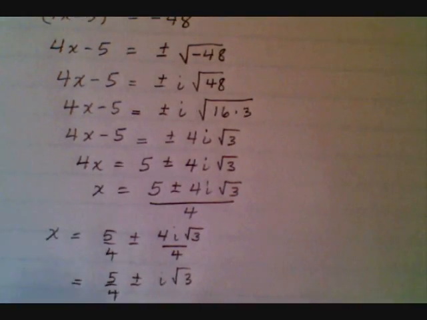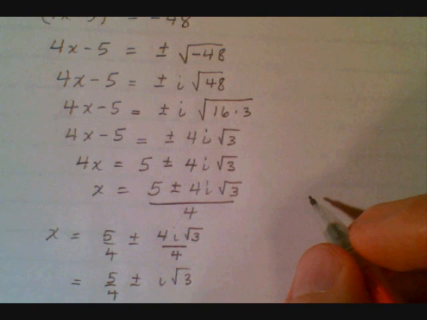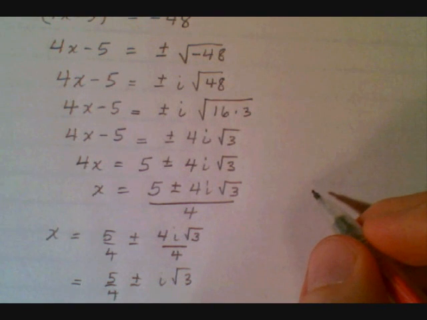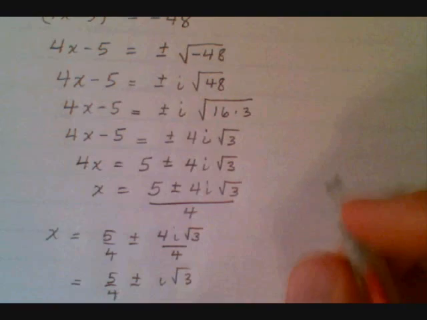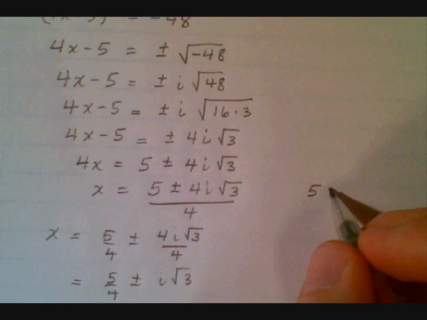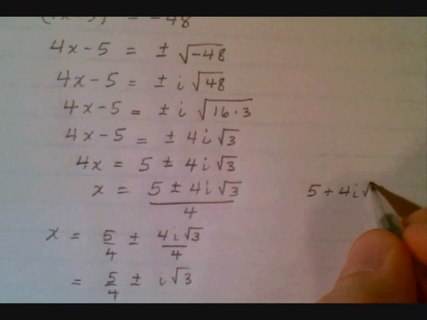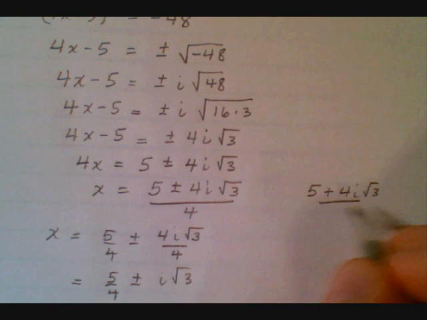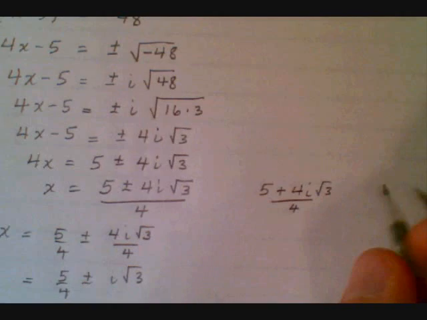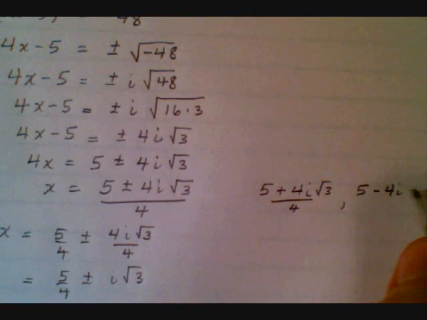One of the things that you have to remember is when you're entering your answers into MyMathLab, you're going to be asked to enter each one individually. You see, this represents 2 solutions. So I could write this as 5 plus 4i square root of 3 over 4, and 5 minus 4i square root of 3 over 4.